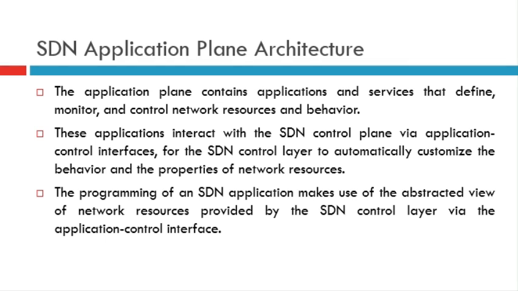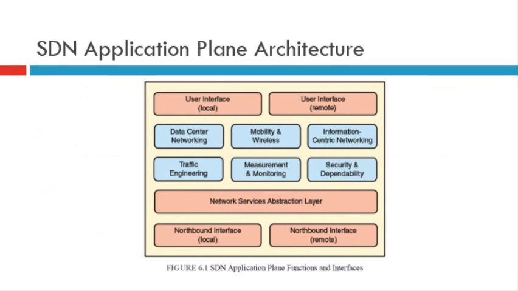So now, students, we will discuss the architecture of the application plane. Here is the architecture, in which you can see that on the top we have the user interface, at local and remote level. These are the applications that we are going to discuss. And then the network services abstraction layer. And at the bottom you can see the northbound interfaces, local and remote. Both we are going to discuss.